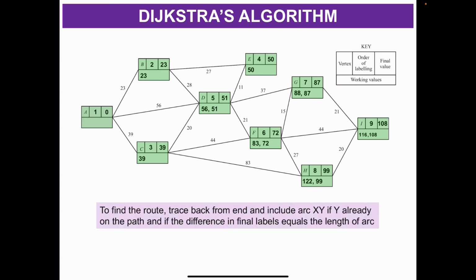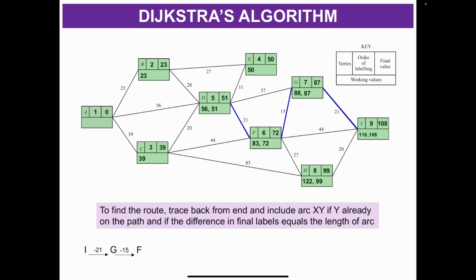Now I need to trace back from the end, and as the algorithm says, include those arcs where the difference will match the weight of the edge or the arc. So I minus 21, 108 minus 21 is 87. So I am at G now. G is 87. I have a choice between minus 15 and minus 37, and I have to get the matching value, so that's the 72. So that's F.